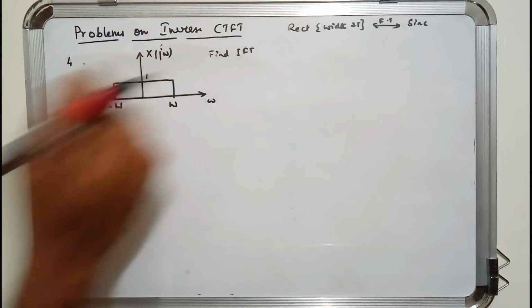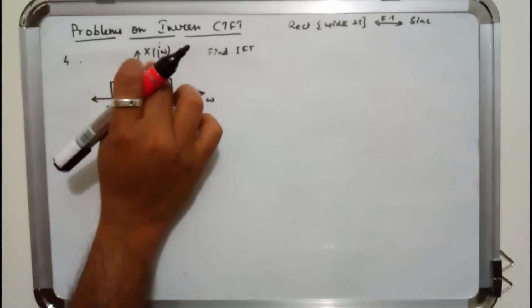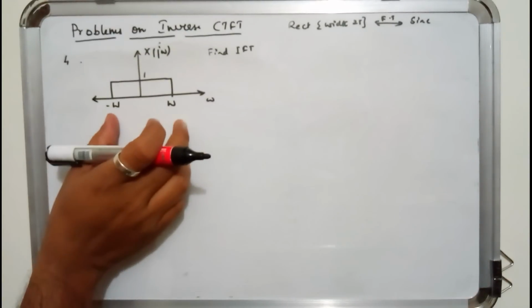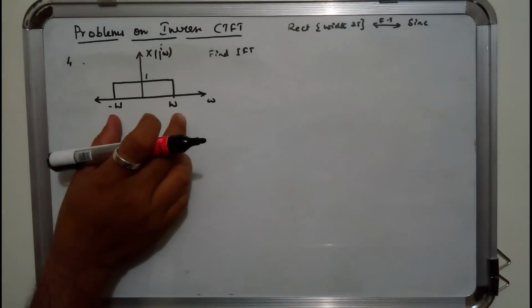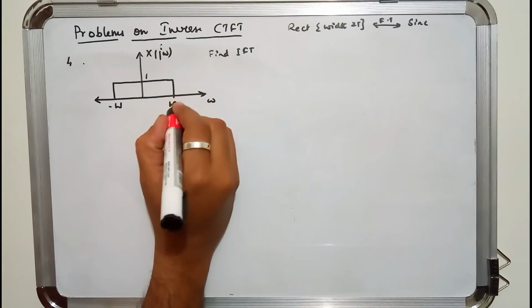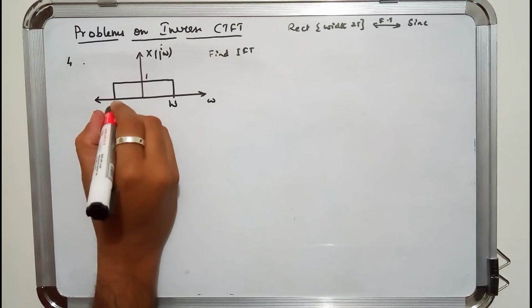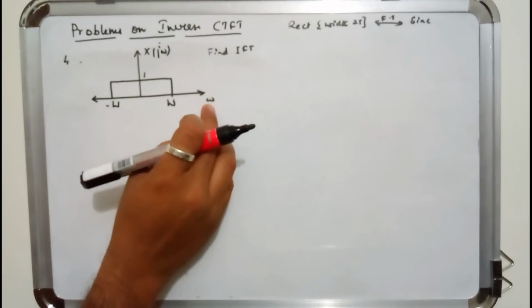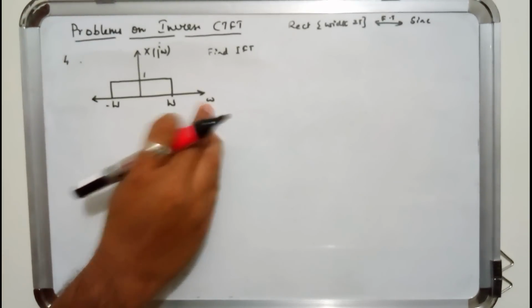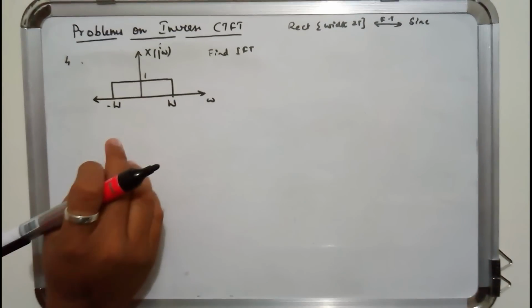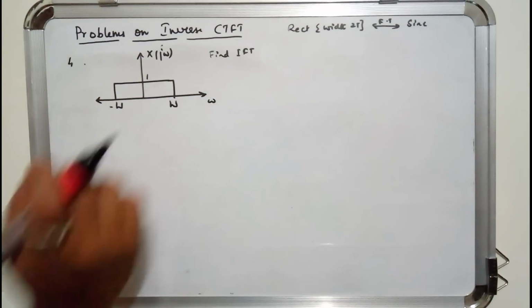Now here you are given the frequency domain signal that is existing between minus w to plus w. See, make out the difference. This is w and this is omega. Now you need to find the inverse Fourier transform of it.